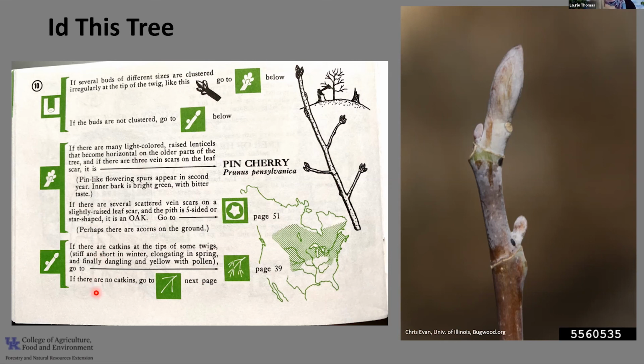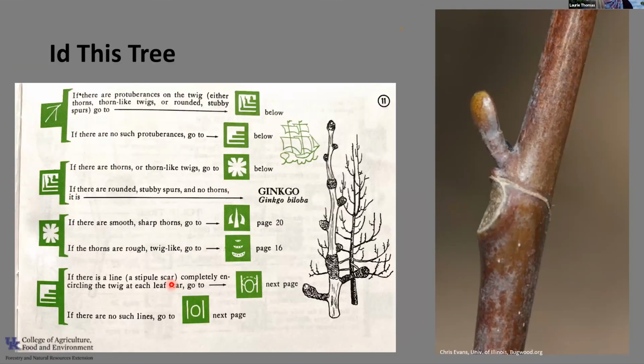And it says if there are catkins, and you remember catkins are what we would find on a birch tree. Looks like little tiny tails or little tiny worms hanging off of the tree. Or if there are no catkins. Well, we don't see any catkins on our twig, so we are going to need to go to the next page. It looks like it's a three-pronged twig there. So we'll go to the next page, and that's the bracket at the top.